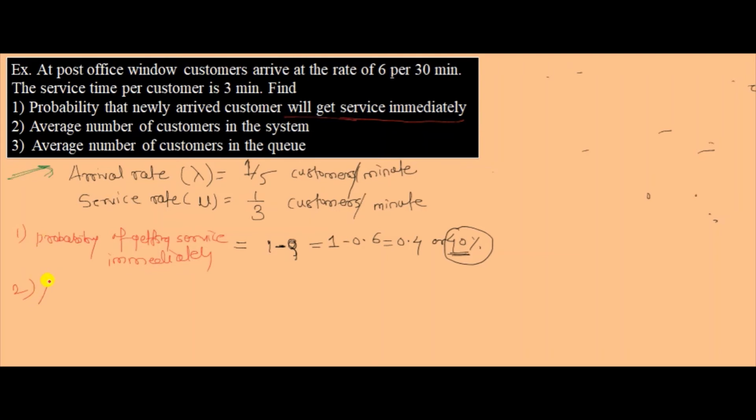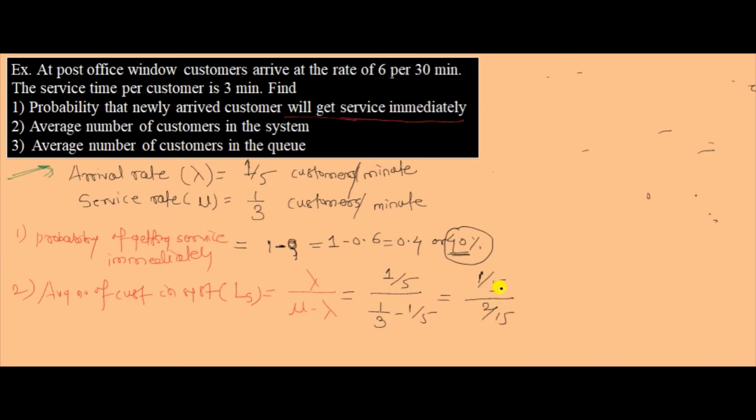It has been asked: average number of customers in system. It is nothing but Ls, and the formula is lambda divided by mu minus lambda. We just have to put in the values. The value of lambda is 1 by 5, divided by the value of mu, which is 1 by 3 minus 1 by 5. So it becomes 1 by 5 divided by 2 by 15. This 5 will go here, this 3 will go here, and we multiply the denominator.